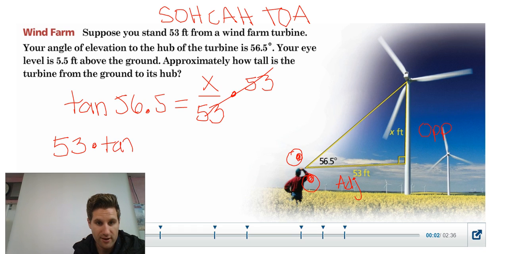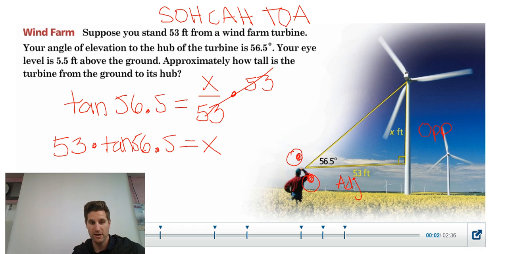And hopefully you have your calculator with you. If you do, that'd be perfect. And go ahead and put this in your calculator, see what you get while I do the same. So I got my calculator with me right here. So 53 times tangent of 56.5, and we should come up with 80. X equals 80. And this is feet, so 80 feet is what X equals, okay?